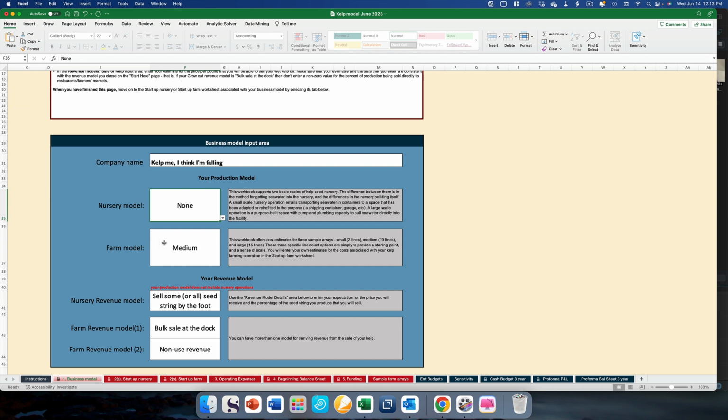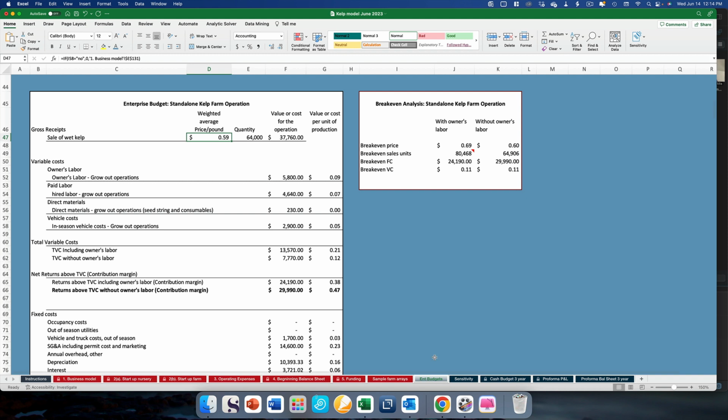Okay, so now, the rest of the model is all not going to work at this point. In reality, you'd have to go into your revenue models and into all your startup costs and all that and change it. But this enterprise budget will work for demonstration purposes by just selecting none for your nursery model. Okay, so we're going back to the enterprise budget.